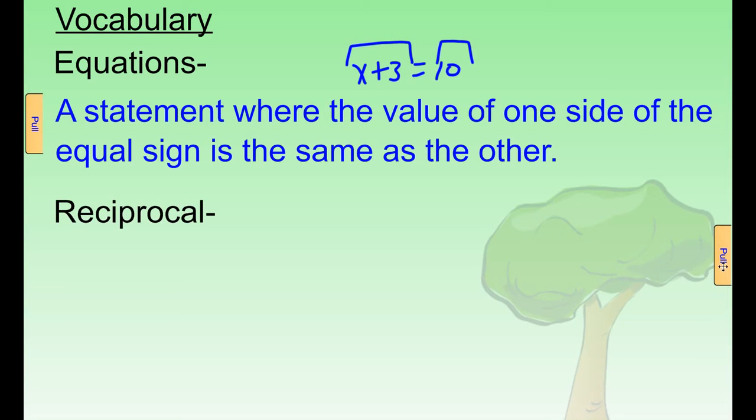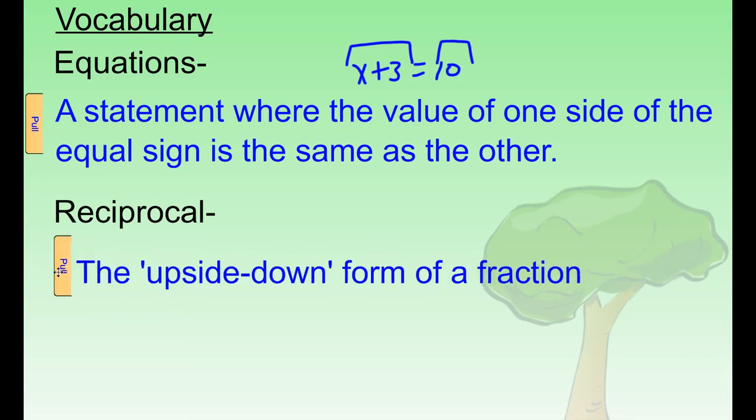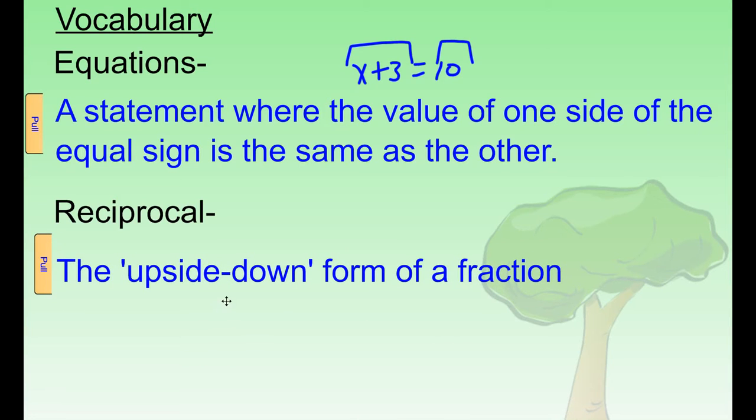A reciprocal, you might remember from further back in time, would be the upside down form of a fraction. This is useful when you have a fraction in your equation. You want to get rid of that fraction. So if we have like 3/4, the reciprocal would be 4/3. You kind of flip it upside down. So the numerator goes to the denominator, and the denominator goes to the numerator.